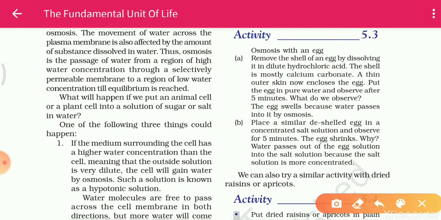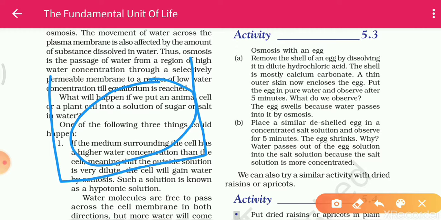But in the second case, when you put the same egg in the hypotonic solution, and this hypotonic solution is a salt solution. Means in the second part, when we keep this egg in the salt solution, then what happened here, this egg starts to shrink. Why does this egg start to shrink? Because the salt solution is more concentrated.